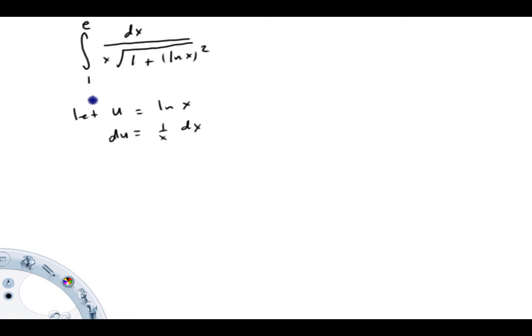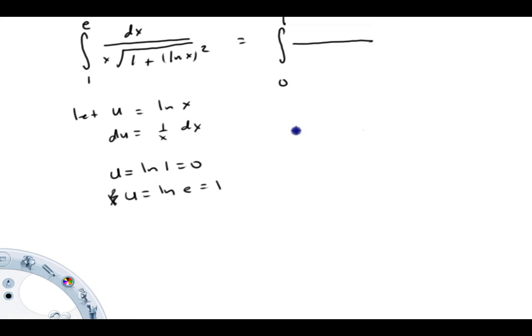Talk about the limits now. If x is equal to 1, then u is going to equal the natural log of 1, which is 0. And if x is equal to e, then u is going to equal the natural log of e, which is 1. So our new integral is going to be the integral from 0 to 1. dx over x is equal to du, so that's going to be a du, and then the bottom is going to be the square root of 1 plus u squared.